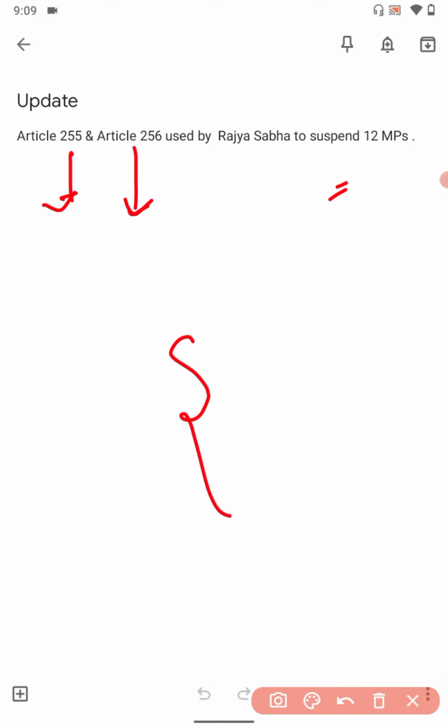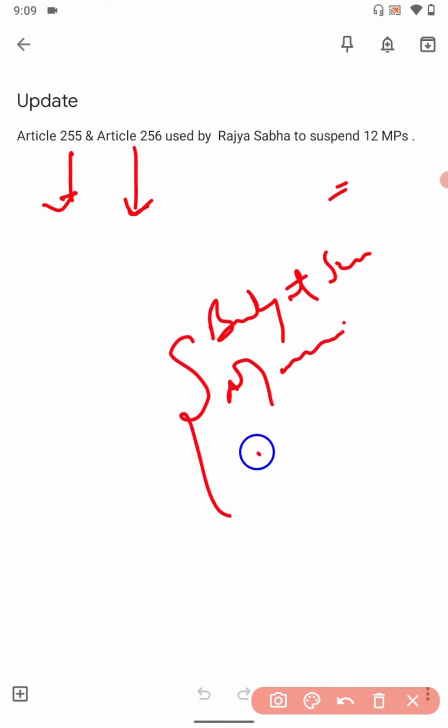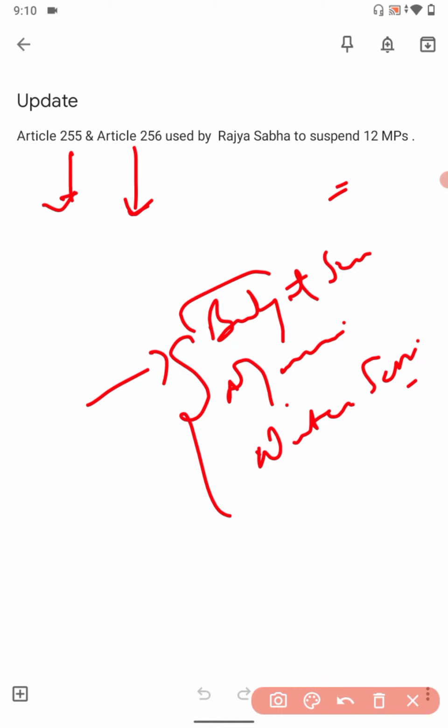Definitely there are three sessions of the Rajya Sabha, or you can call Lok Sabha. First is the budget session, then the monsoon session, and the other is the winter session. So one question can also arise: which is the longest? The budget session is the longest among these three.